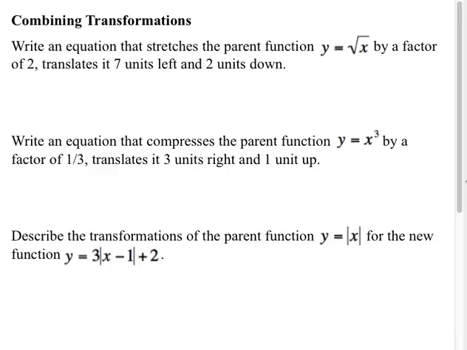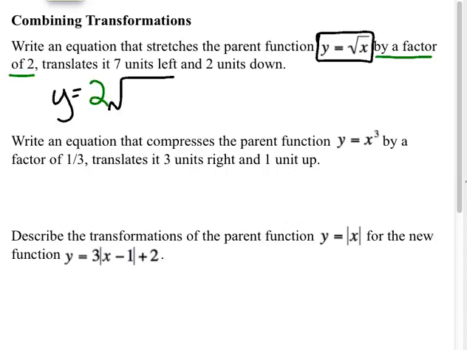Here I have my parent function. Now I'm going to go piece by piece and write a new function based on those descriptions. A vertical stretch of 2: what that looks like is that it just puts a 2 in front of that square root.